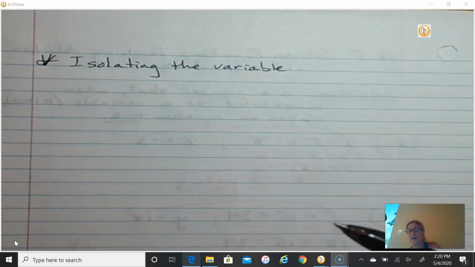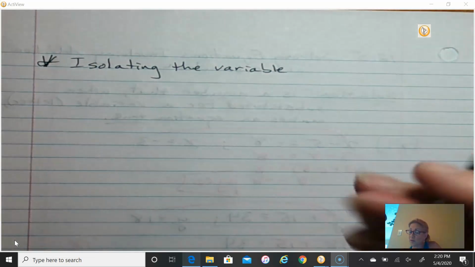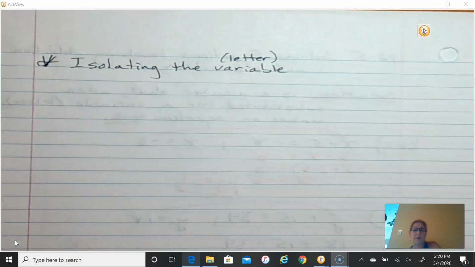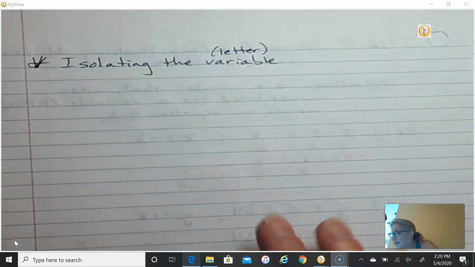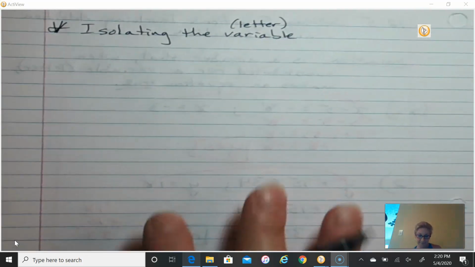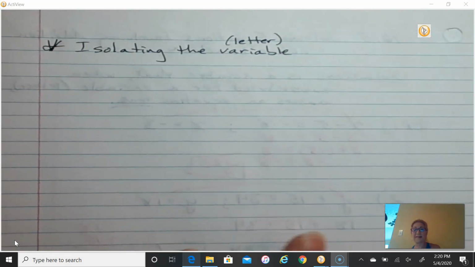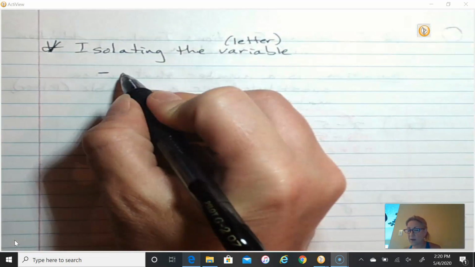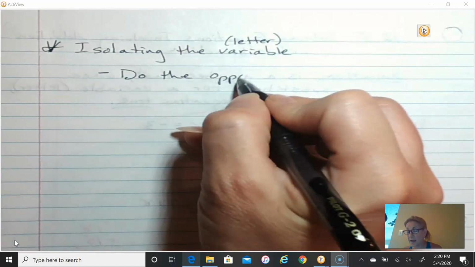Well, the object of this game today is we want to put the variable, which remember is the letter, all by itself. We want to isolate it. Okay? So here we go. We're going to isolate the variable. And when doing this, the most important thing you got to remember: do the opposite.